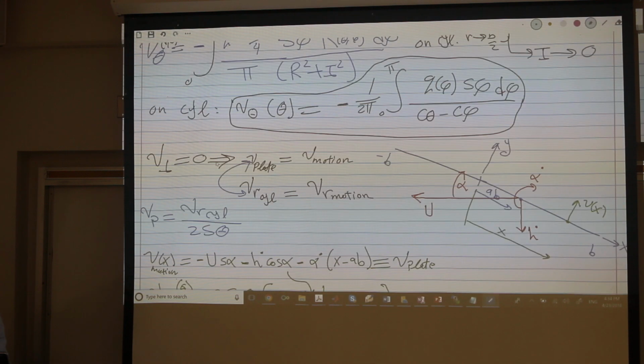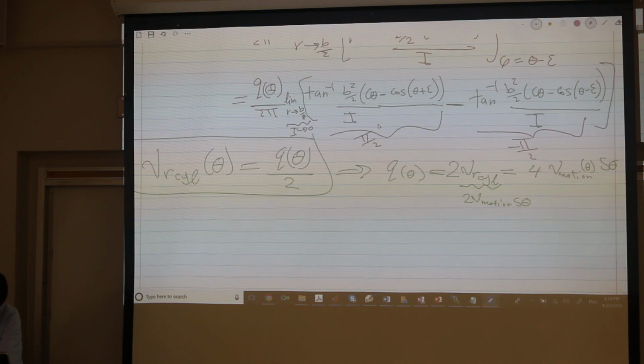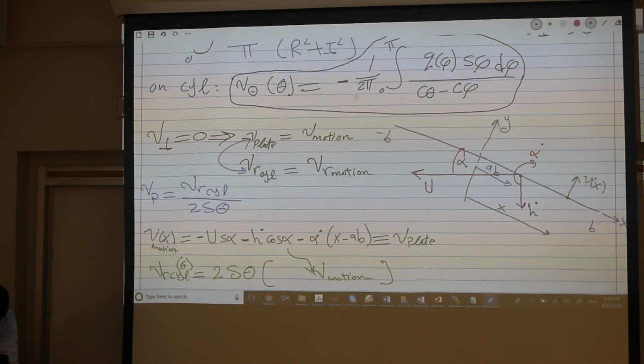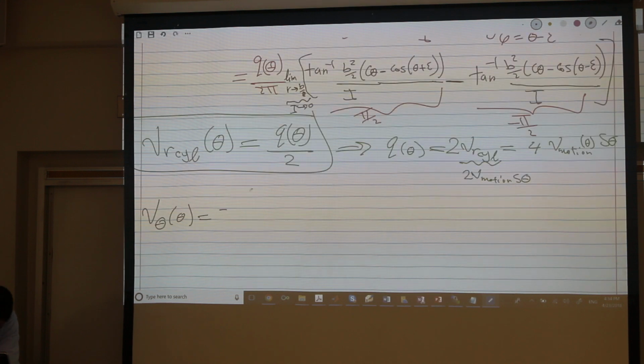And our tangential velocity was waiting here, so let's get that down. My V theta at any angle is negative what? 1 over 2 pi, I guess? Okay. 1 over 2 pi, integration from 0 to pi, Q of theta, or Q of phi, sine phi, d phi over cosine theta minus cosine phi.